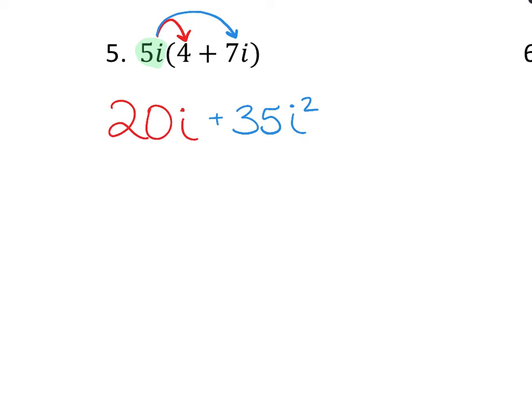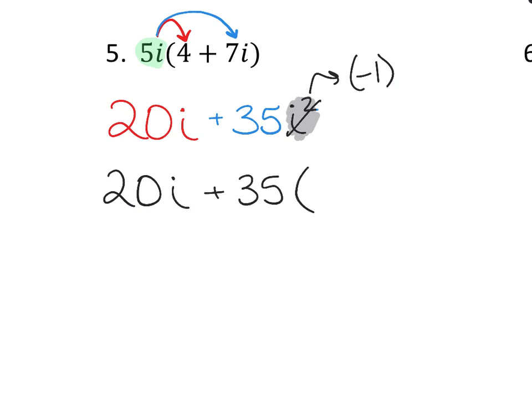But we do have a fun fact about the number i squared. What is i squared equal to? Negative 1. So can't I just replace that with a negative 1? Great, I'm going to do that. This would say 20i plus 35 times negative 1. Well, guys, what's 35 times negative 1? Negative 35. So we would have negative 35 plus 20i.